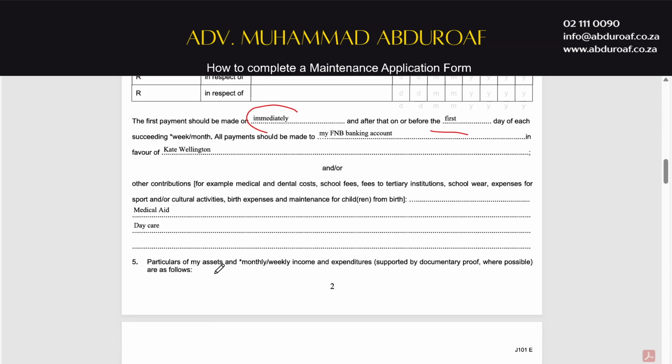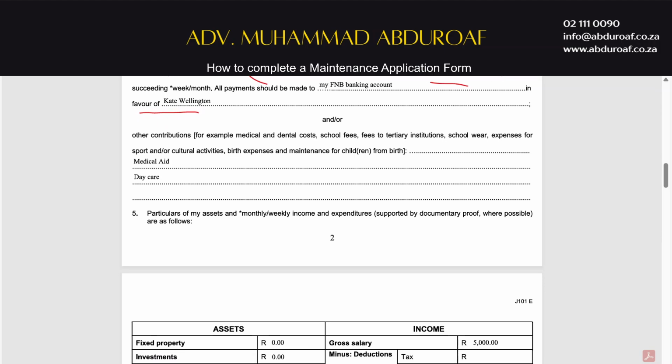And into whose banking account? Into your banking account. And maybe you should provide some banking details over there as well. Usually, when the court order is made, the court would look at this form and take the banking details therefrom. If your banking details change in the interim, please provide the court with the correct banking details.